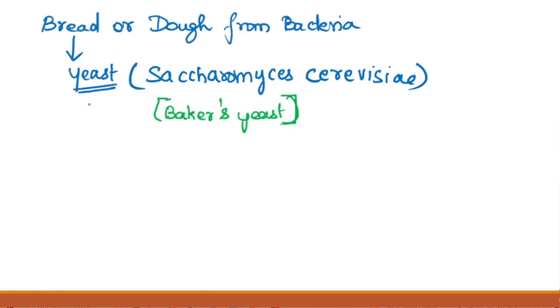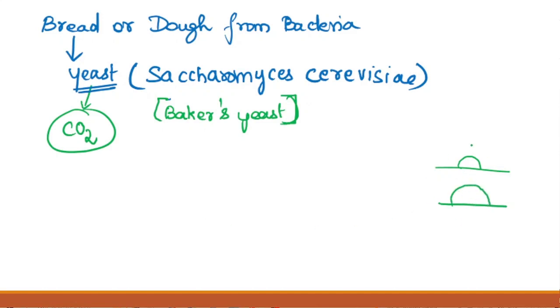Once the yeast is added into the bread, what will happen? The yeast will do anaerobic respiration, which releases a lot of carbon dioxide. See, initially if the dough is something like this, after adding the yeast and leaving it for some time, it will become big. That is due to the presence of yeast, called baker's yeast, and its name is Saccharomyces cerevisiae. Are you clear?